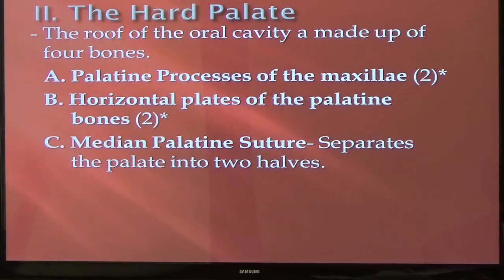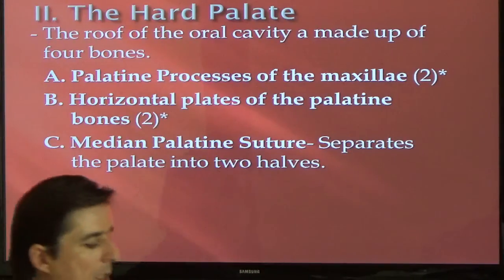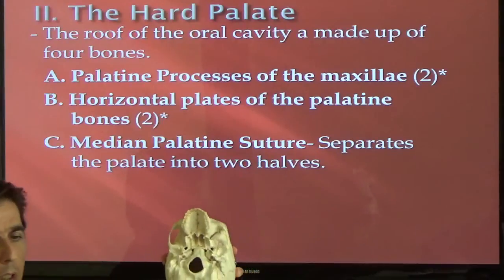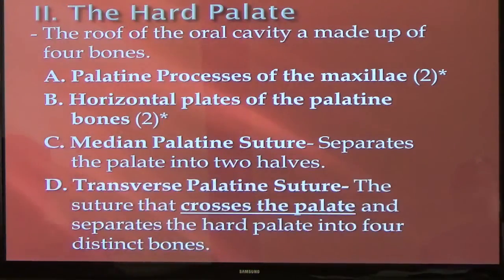Median palatine suture, that's just where the palate joins again. It's cartilage when you're a baby, and then finally it fuses right in the middle. So the median, again, middle, mesial, median, is that palatine suture right down the middle of the palate. We'll see it right now on an x-ray. Transverse palatine suture, the suture that crosses the palate and separates the hard palate into 4 distinct bones.